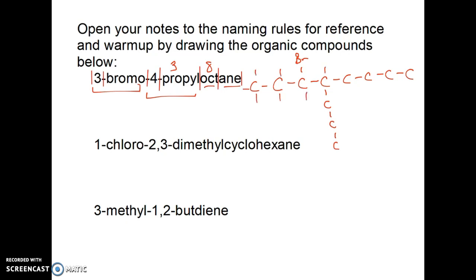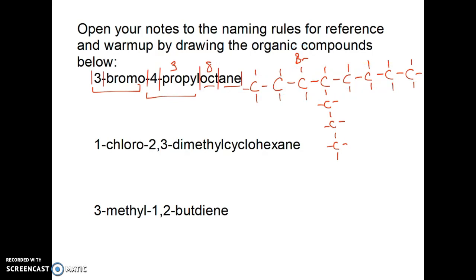Lastly, each of the carbons needs to have a total of 4 bonds. So I'm going to go through and add a 4th bond, or a total of 4 bonds on each. If I go through and annotate, there's our 3 bromo, there's our 4 propyl, and there's the octane. Okay.